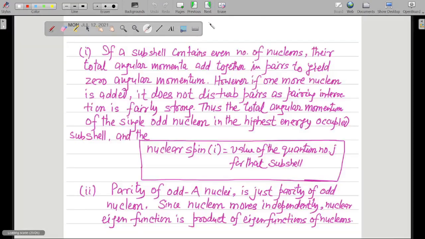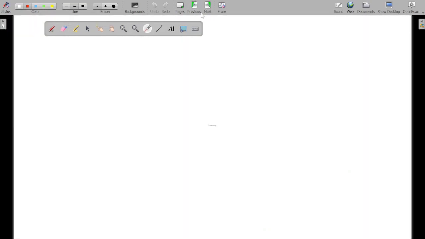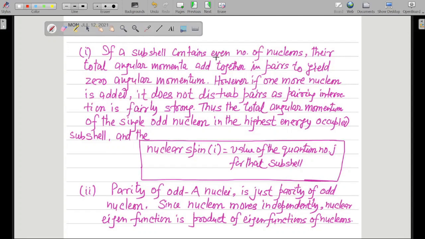Now let's look at this further. If a subshell contains an even number of nucleons, then what will happen? The total number of nucleons is the atomic mass number A. So suppose the subshell contains an even number of nucleons, that is, the value of A is even, then what will happen?